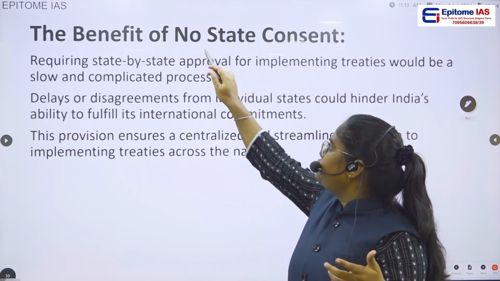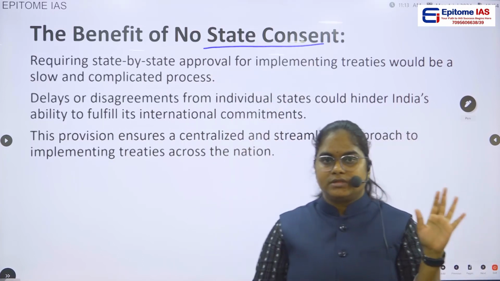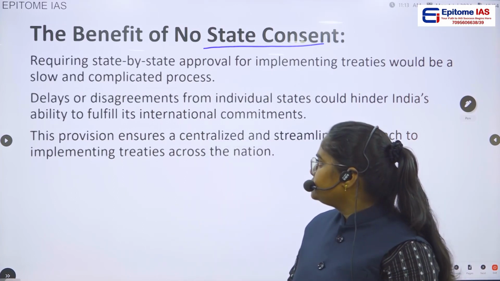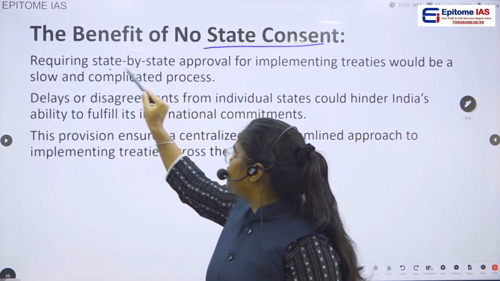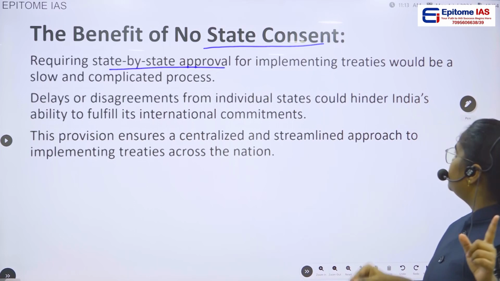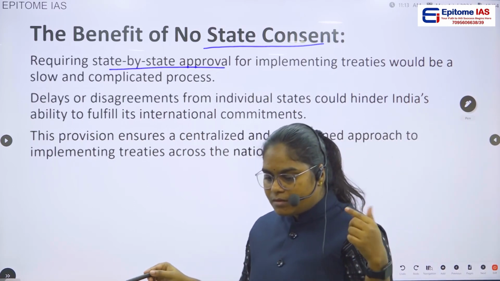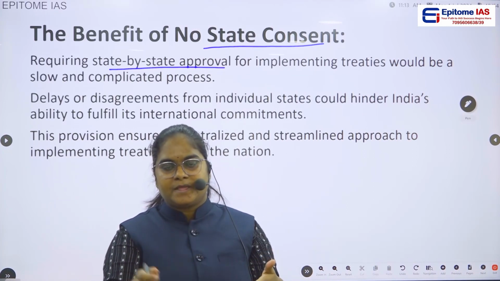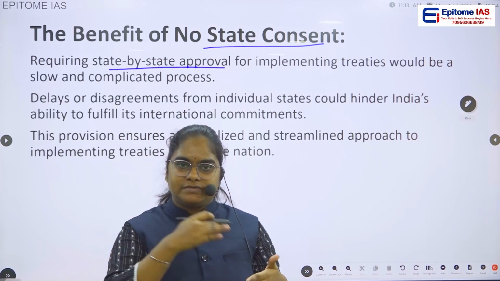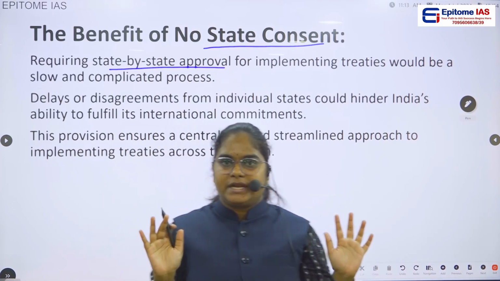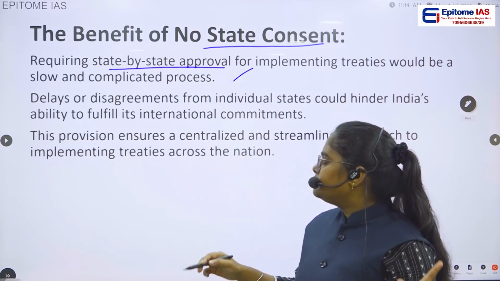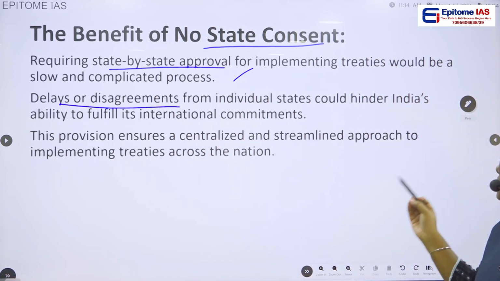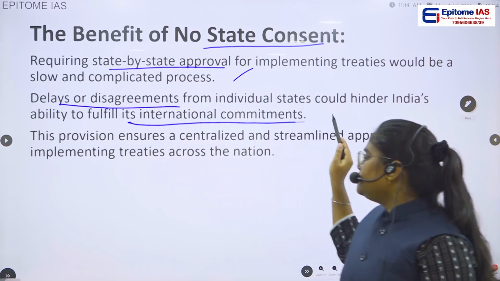So, what is the benefit of no state consent? There are some benefits to not getting the consent of the states. What are these benefits? One is that requiring state-by-state approval for implementing the treaties would be a slow and complicated process. When you are requiring the consent from every state, it will be a very slow process, and also it will delay the implementation of the international treaties. So that is one reason. Then delays or disagreements from the individual states could hinder India's ability to fulfill its international commitments.